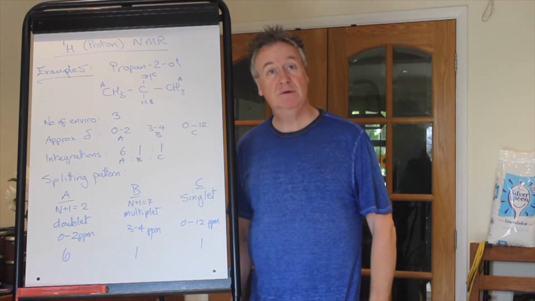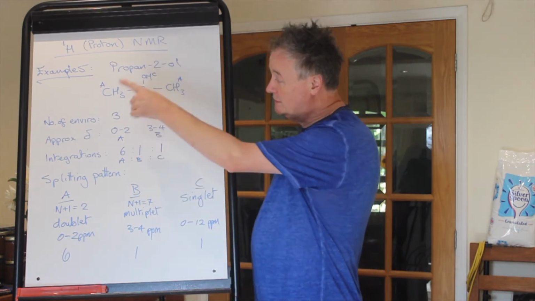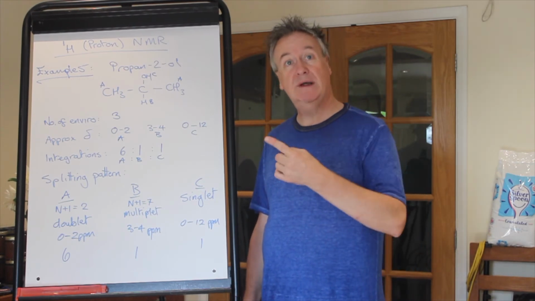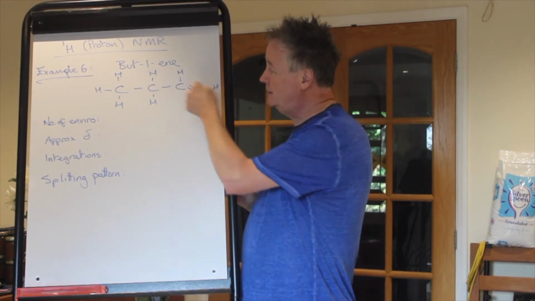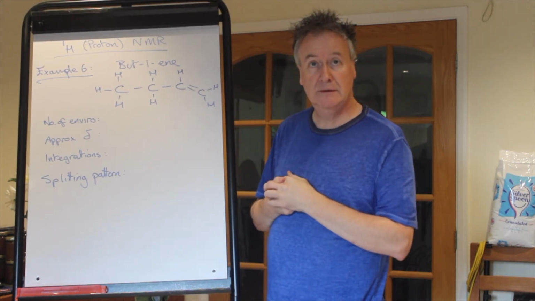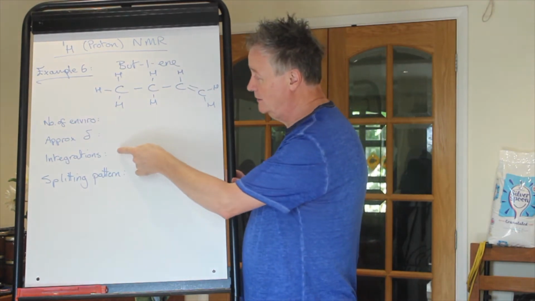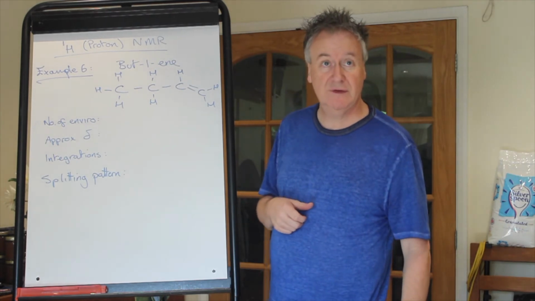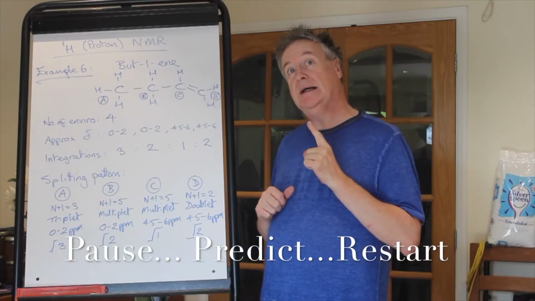That's example 5. We're going to do the same thing again. I'm going to put a structure up. You're going to make the same predictions. You're going to pause to do it, and then we'll unpause, and I'll see you in a moment. So, your turn again, example 6, but-1-ene. There's the drawing of but-1-ene. Same thing: number of environments, approximate chemical shifts for those environments, integration values for the number of hydrogens, and what splitting patterns will you see for those environments. Time to pause, unpause.